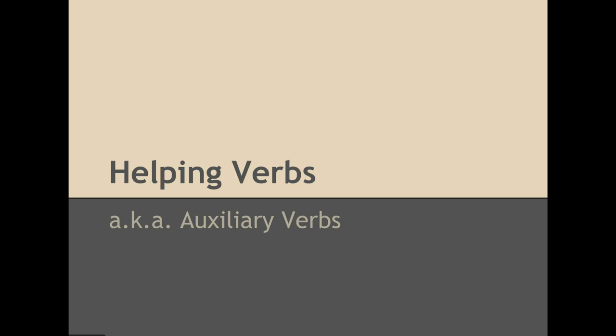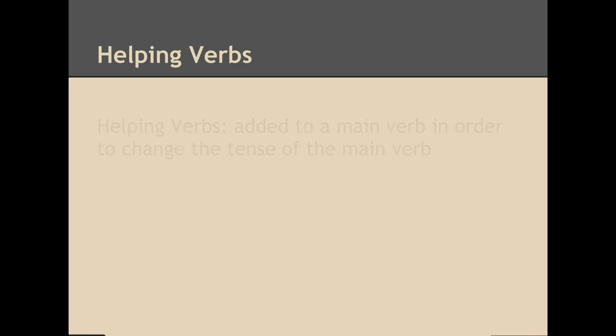Our last type of verb is the helping verb. Your book will sometimes call this an auxiliary verb. There is no difference. Helping verbs and auxiliary verbs are the exact same thing. I do not know why we have two different names for the same thing. But you should know that I usually call them helping verbs. But if I call it an auxiliary verb, you need to know that those are the exact same thing.